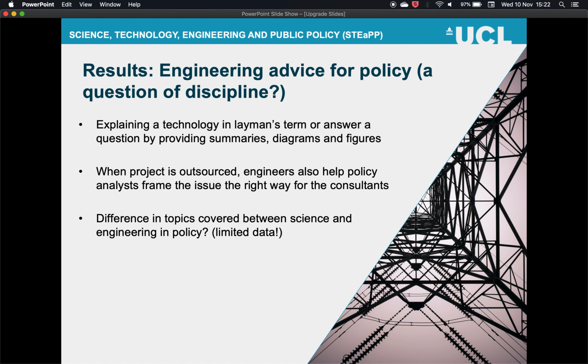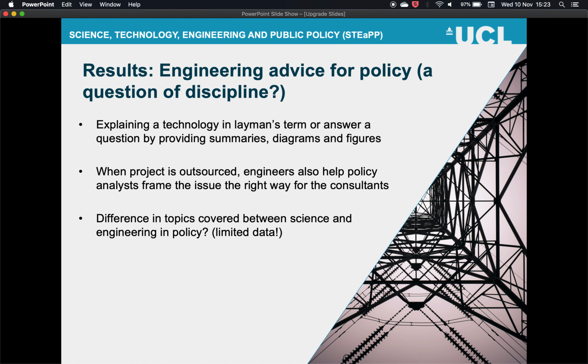On a more theoretical level, another big theme that came out of my fieldwork and lit review was that the difference between engineering advice and science advice was very important. Now that relates to the difference between disciplines that I mentioned in the title here. From what I've read and what my informants have told me, there seems to be a difference in topics covered between science and engineering in policy. So it seems that policy analysts turn to engineers for advice on technical performance of physical technologies and for evidence on the tools that people use to accomplish things.